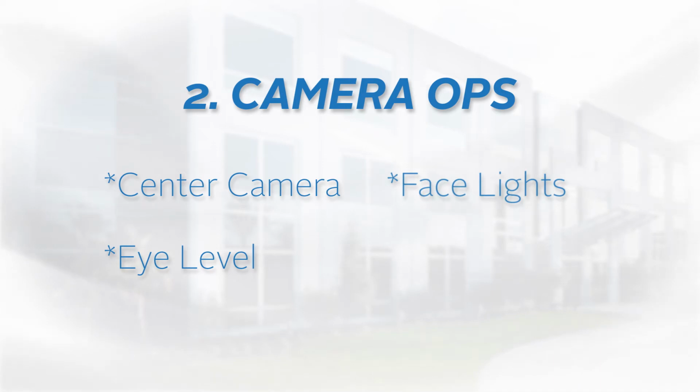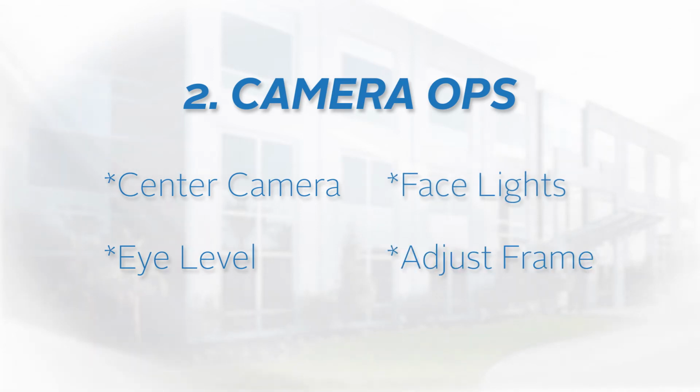Try not to have any bright lights or windows behind you, as this will make you appear dark on camera. If this is not an option, you will have to add in some artificial light from a lamp to shine on you. Next, adjust your framing. Position yourself about an arm's length away from the lens and make sure you leave some space between your head and the top of the frame.